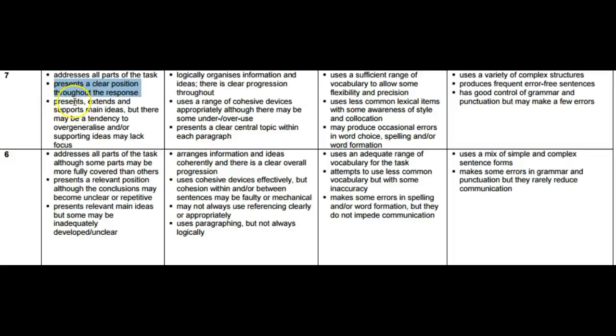So for a 7, when you present an idea, you extend it and you support it to make sure that your idea has focus. Now, even for a band 7, you're allowed an absence of some focus. But if you slip into being undeveloped, unclear, repetitive, or not fully covered, then you drop to a 6. So this is just in the task response.